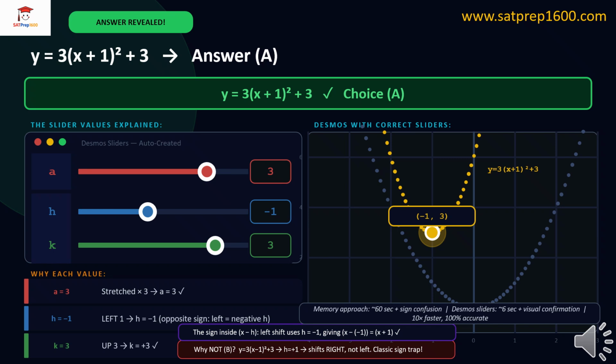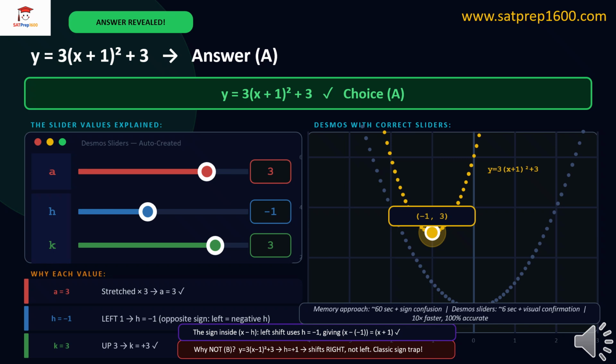And here's the one that trips everyone up. h equals negative 1 because shifting left uses a negative h. When you plug that into x minus h, you get x minus negative 1, which becomes x plus 1. That's why the answer has a plus sign inside the parentheses. Why isn't it B? y equals 3 times (x minus 1) squared plus 3. Because that's h equals positive 1, which shifts right, not left. Classic sign trap. And it's exactly the trap sliders eliminate.